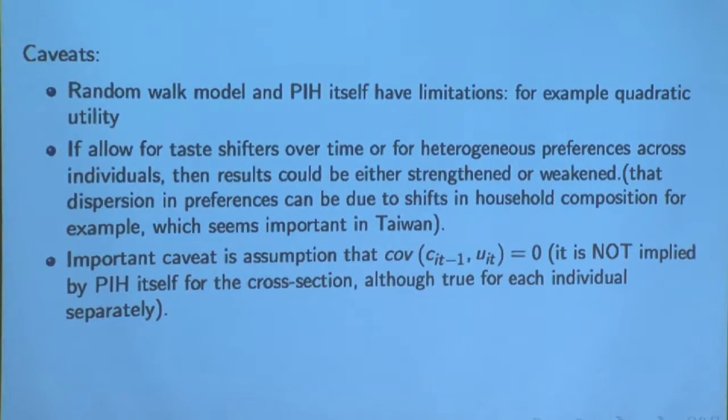This model typically didn't have taste shifters or heterogeneous preferences. You can put those things in. Depending on how you put them in, it does make a difference. Arguably, if we hadn't done the demographics right, as Deaton and Paxson claim for Taiwan, then you kind of need preference shocks to help with the observed dispersion.